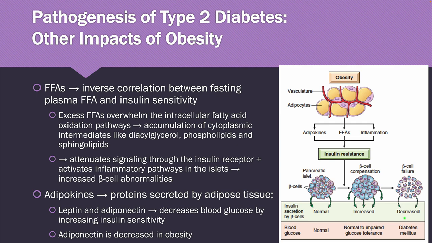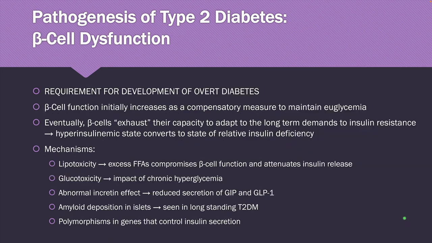And if you have, pag mayroon kang inflammatory state in your islet tissue, that's going to destroy your beta cells. Adipokines are proteins secreted by adipose tissue, and kasama diyan will be your leptin and adiponectin. So those two, essentially these are hormones secreted by fat. These two decrease the blood glucose by increasing insulin sensitivity, and during the obesity state, decrease ang adiponectin mo.